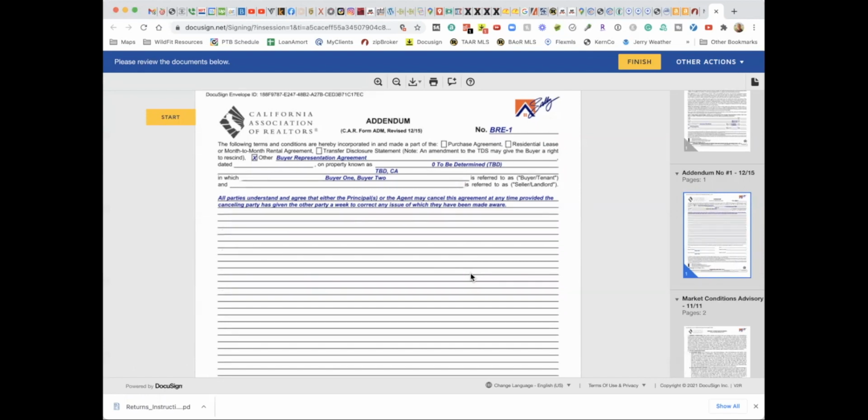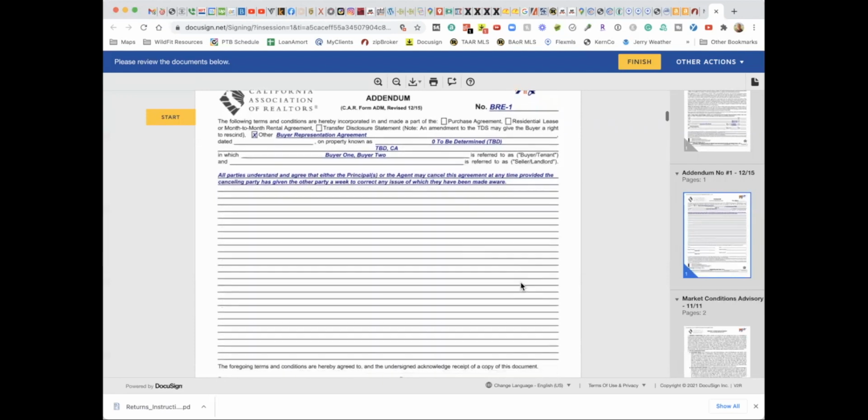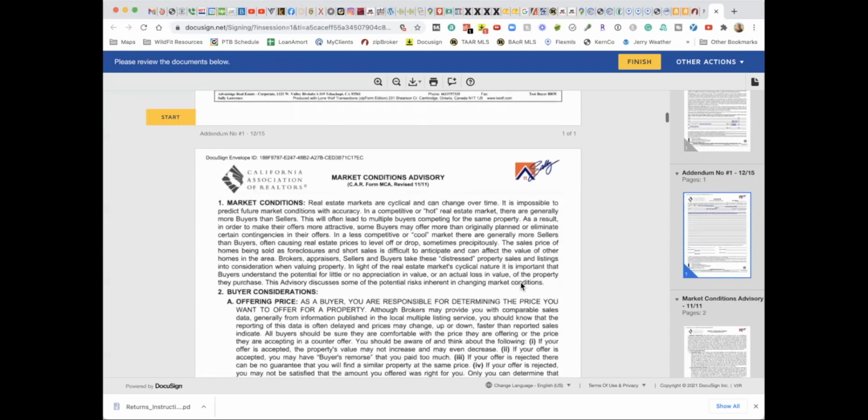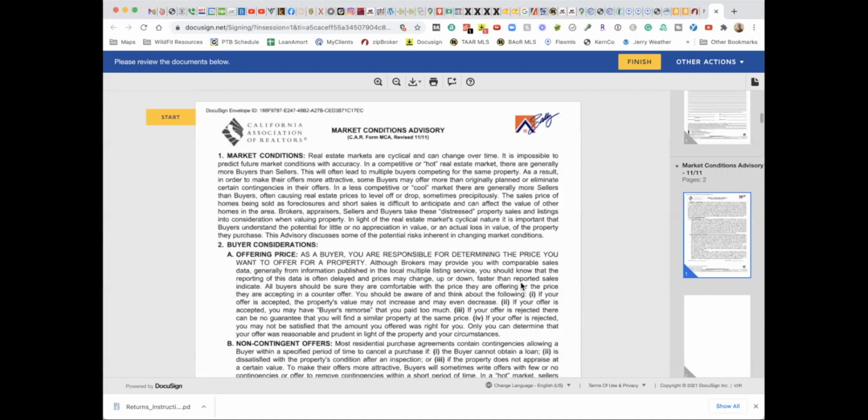Back at the beginning of this, when I said we write all of our agreements for a 1-year period, I feel comfortable doing that because I also include an easy exit guarantee, which says very simply, all parties understand and agree that either the principals, that's you, or the agent, that's me, may cancel this agreement at any time, provided the canceling party has given the other party a week to correct any issue of which they've been made aware. That's the most fair way I can think of to do this.